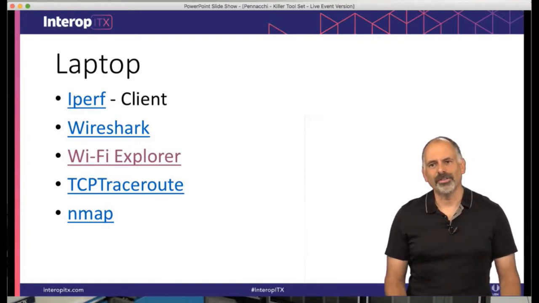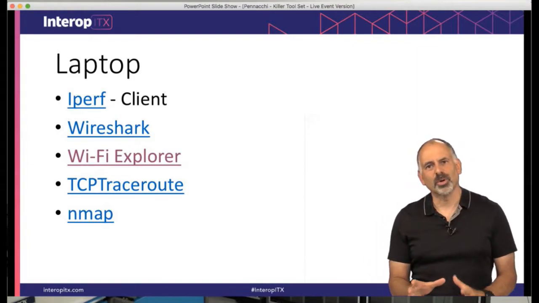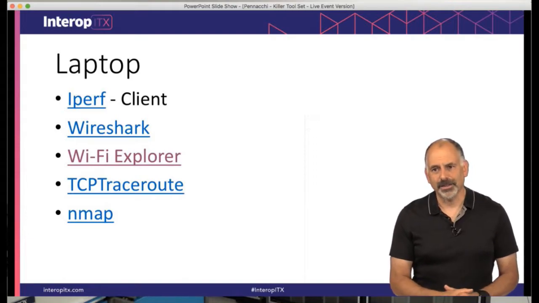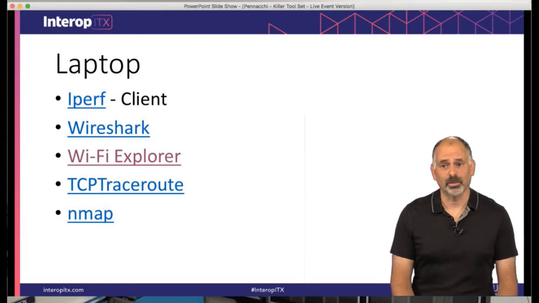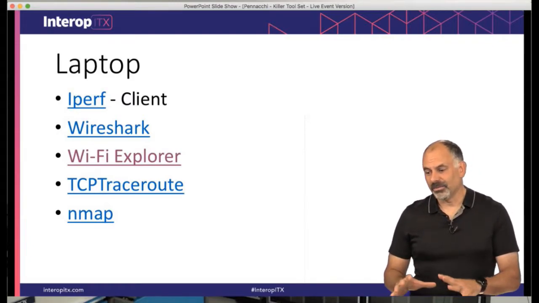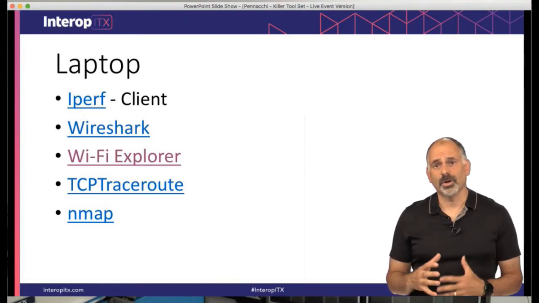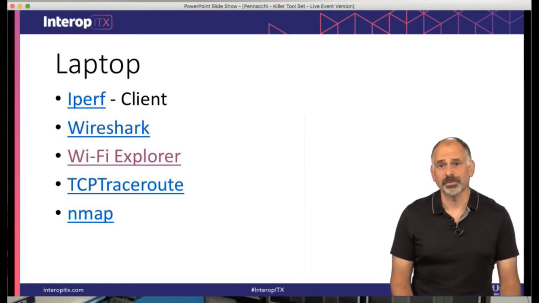We're going to take a look at Wi-Fi Explorer. Now, Wi-Fi Explorer is a tool I run on the Mac, and it goes out and takes a look at what's happening in our wireless networks. Take a look at TCP traceroute and Nmap. Now, we have a limited amount of time here, so my goal is to introduce you to these products.